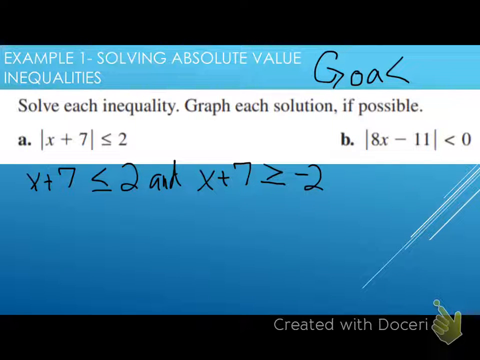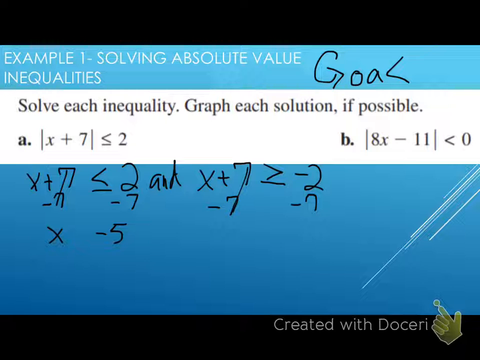Okay. Once I get it set up, this just turns into a problem that we've handled the past 3 days, solving a compound inequality. Okay? So let's solve these two individually, keeping the word and between them, and then we'll graph it. What's my first step on both of these to get x by itself? Yep, subtract 7 from both sides. 2 minus 7 gives me negative 5.